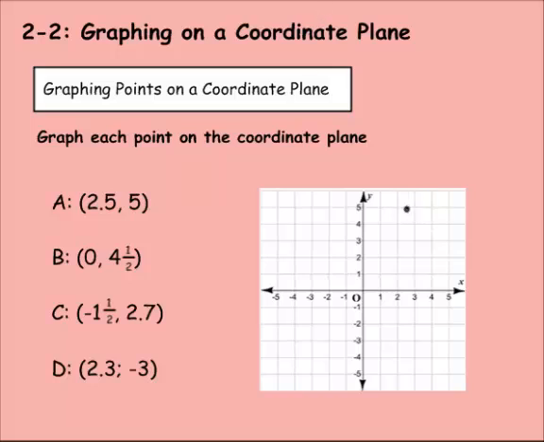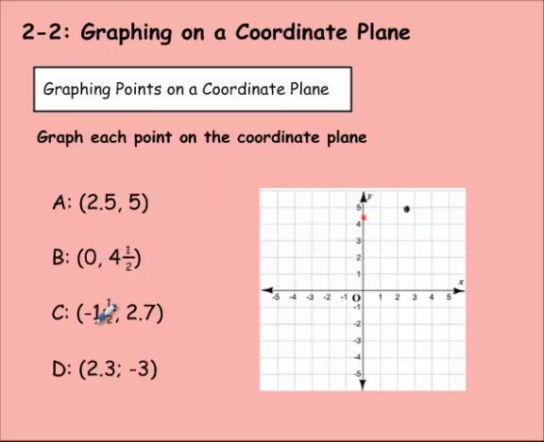For B, that'll be 0 and then 4.5. So 0 for x is right in the middle here because it's not negative, not positive. And then we need to go up 4.5. So we go up to 4, and then right between 4 and 5 would be our spot for that.